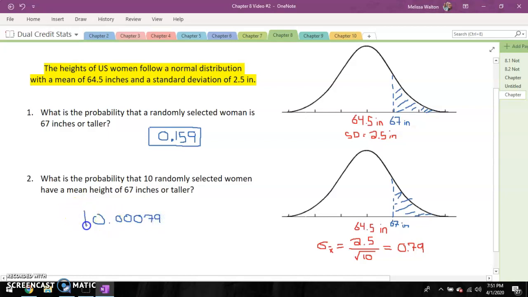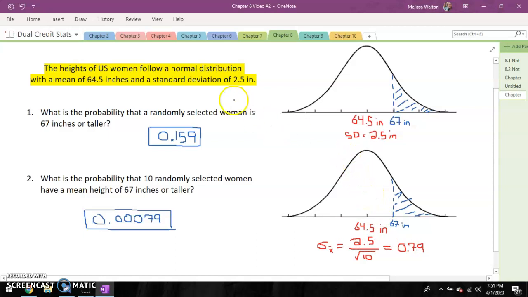All right, and let's just think about this logically, why this would be. Most of our women are going to be centered around 64.5. It's possible that some women are 67 inches. Some of them might be 70. Shoot, you could have 72 or 74. You could also have the other direction. But the more and more women you bring to the sample, the harder it's going to be to get away from that 64.5.